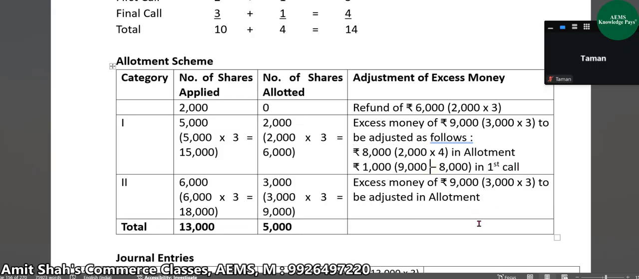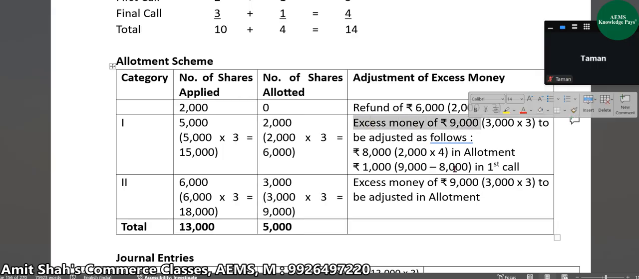Correct? This is what you are asking, right? Sir, like in the previous sum, the excess shares are to be adjusted at the allotment time. We took the excess shares into the application amount, and in the shares we are taking the application amount and allotment amount. No, no, no, it's not so.